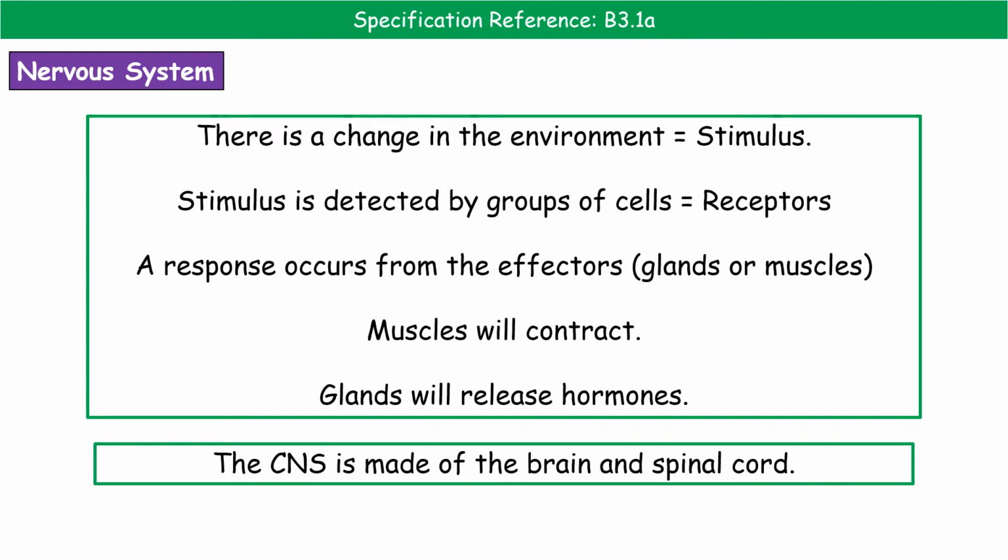The last term we need to be aware of for today is CNS, or central nervous system. The central nervous system is your brain and spinal cord. That does come up as a nice simple question every once in a while: what is the central nervous system, or CNS, made from? Brain and spinal cord are the two things we need to write down.